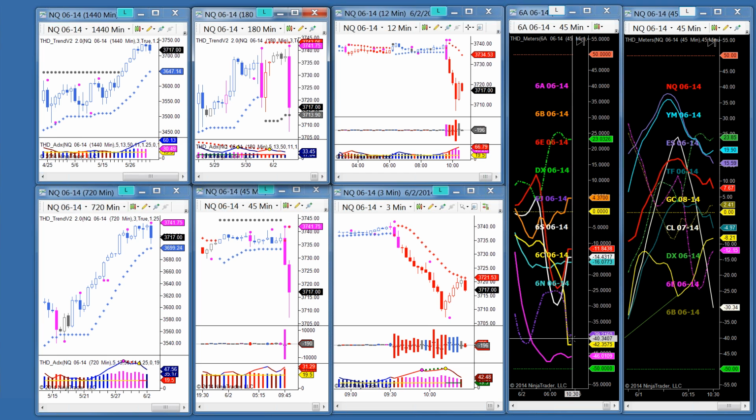The Canadian's been moving down nicely, but it's not one that I want right now. I really wish the dollar would start moving down or the yen moving up. That would be ideal.